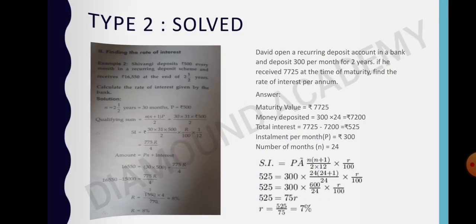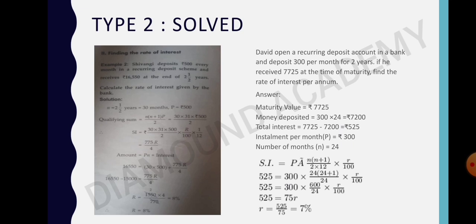Next type 2. Now here we need to find out rate of interest. Everything will be given, but rate we need to find out. One sum again from the textbook. This one is very important, David one, which I will explain to you. David opens a recurring deposit account in a bank and deposits 300 per month for 2 years. If he receives 7,725 at the maturity, that means this is maturity value. We have to find out the rate of interest.